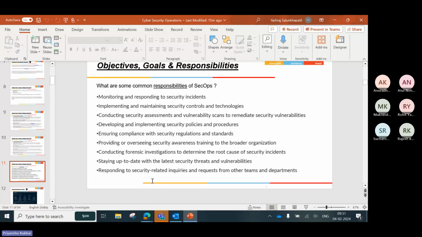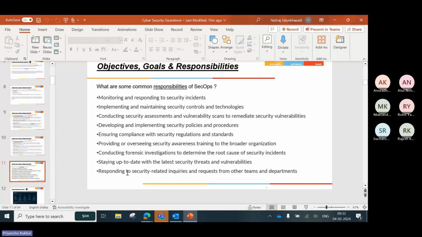This is more like a JD. This is more like your job description of SecOps. Monitoring and responding is pretty straightforward. Whatever happens in your organization, you must be aware of it and you must respond to it.